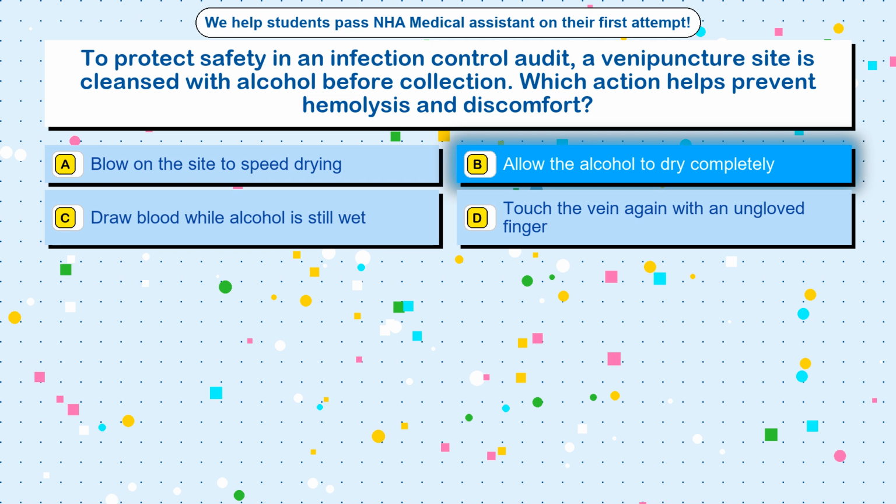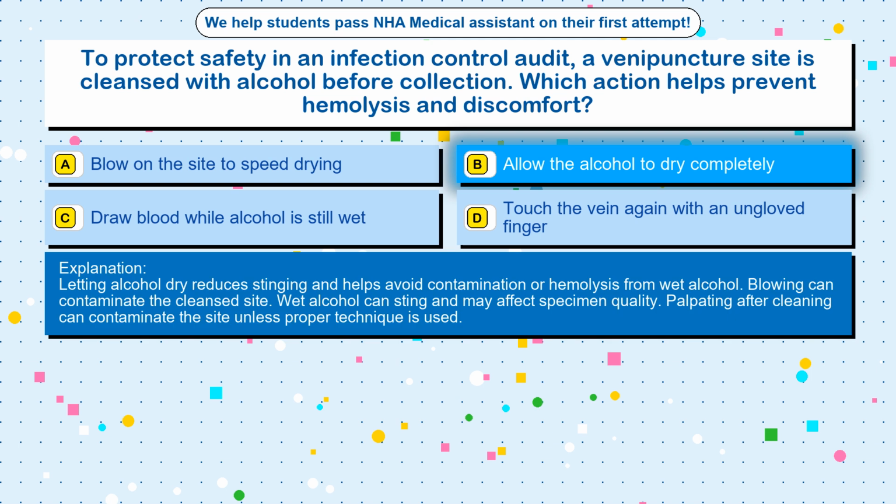Allow the alcohol to dry completely. Letting alcohol dry reduces stinging and helps avoid contamination or hemolysis from wet alcohol. Blowing can contaminate the cleansed site. Wet alcohol can sting and may affect specimen quality. Palpating after cleaning can contaminate the site unless proper technique is used.